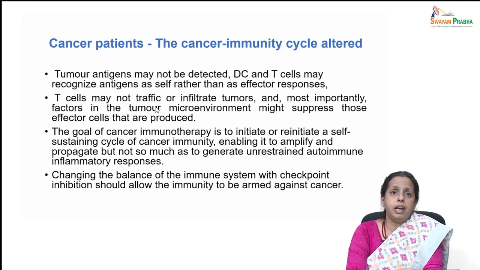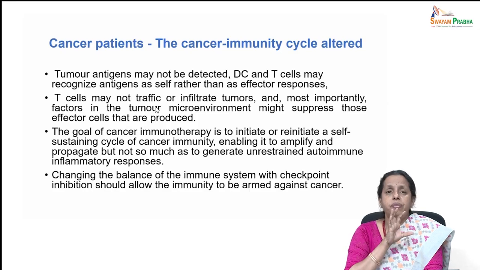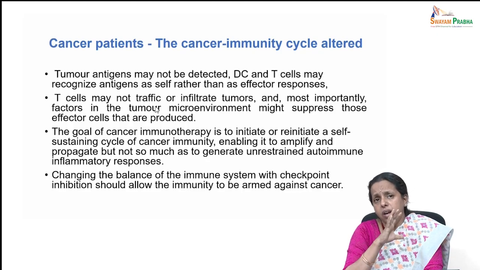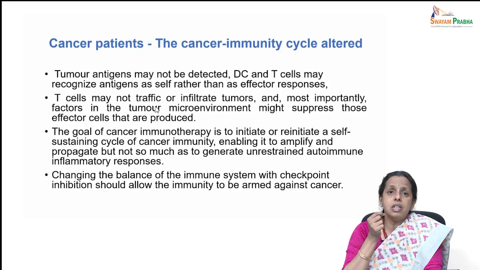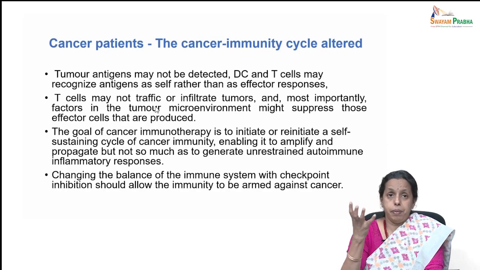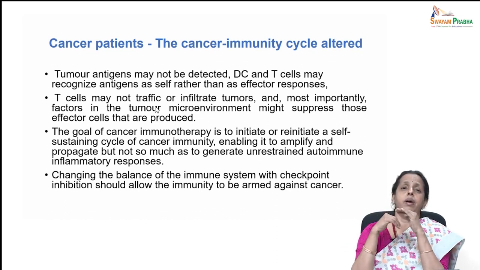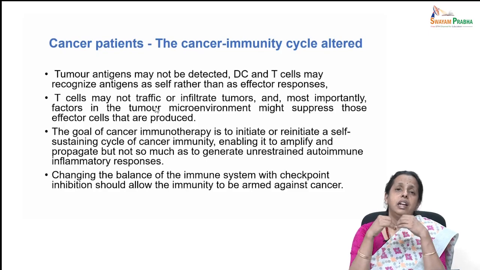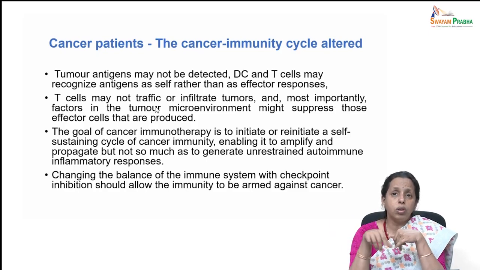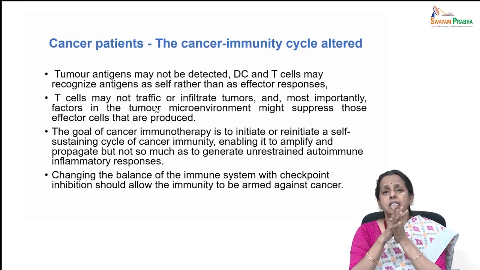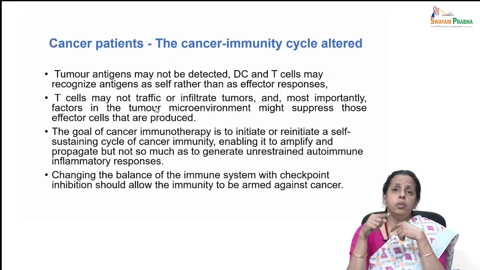These T cells may not be able to traffic or infiltrate your tumors. Suppose you have pancreatic cancer, you have a lot of stellate cells. The tumor cells are very small in number, but they instigate the preparation of a tumor microenvironment by activating the normal inactivated stellate cells. Once these cells are activated, they release a number of cytokines which have an autocrine effect on your pancreatic cancer cells, which will further try to increase in number.